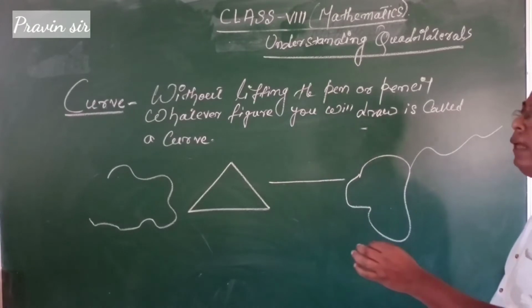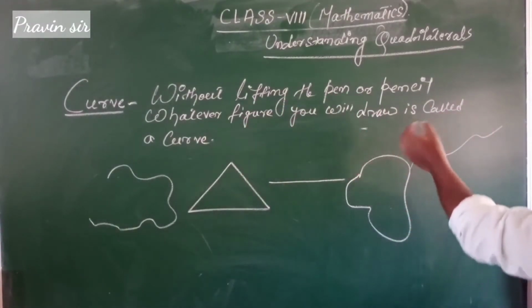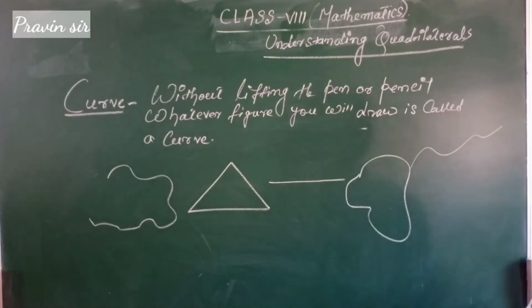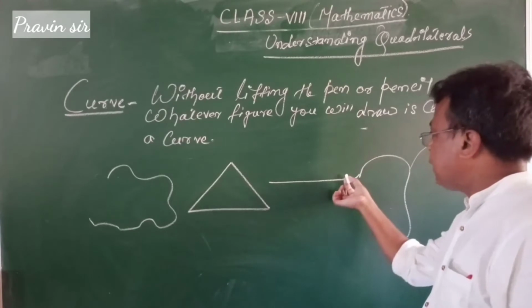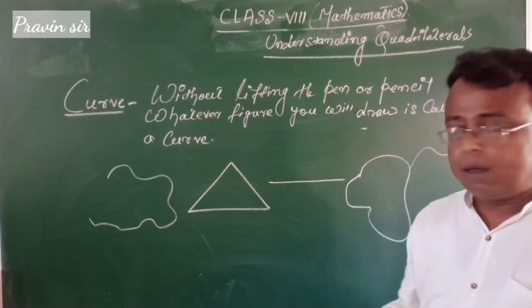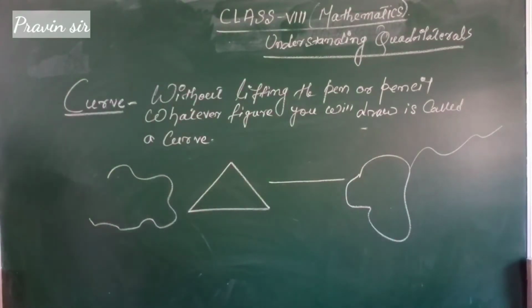So what is a curve then? A curve means without lifting the pen or pencil, whatever figure you draw is called a curve. Understood? So according to the definition of a curve, this line segment is also a curve. And these are all curves. Now let us see the different types of curves. What are the different types of curves?